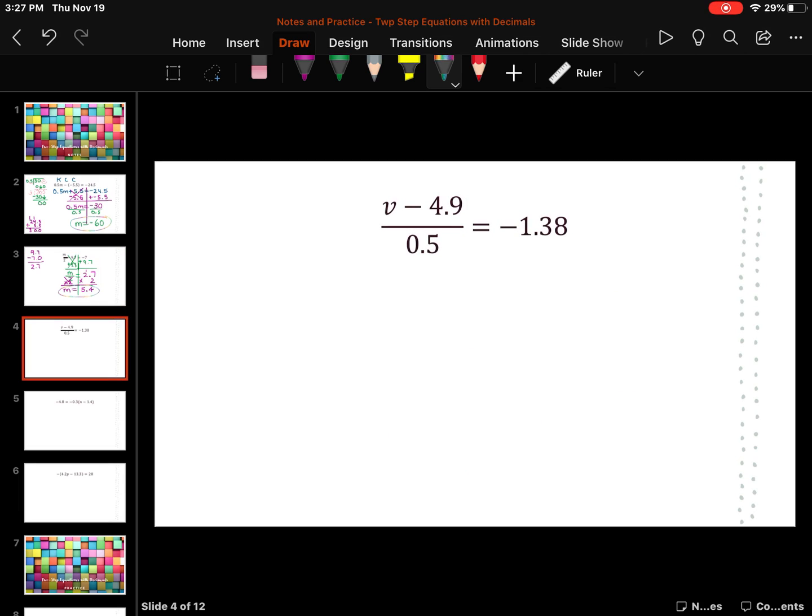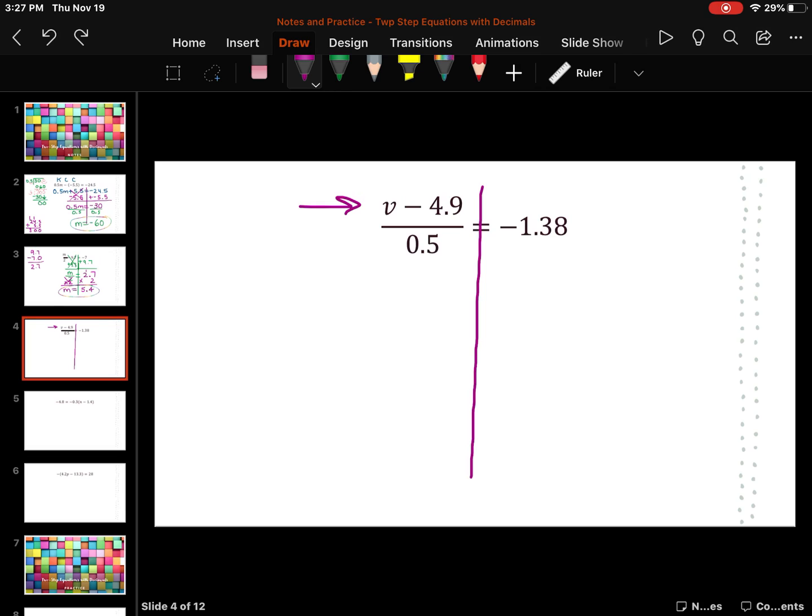All right, next one's a little tricky. So still going to draw our line. Now in this problem, we cannot touch anything on top of our division bar here before we get rid of that 0.5. It's kind of like order of operations here. We have to get rid of the 0.5 down below before we can do anything with the v minus 4.9.